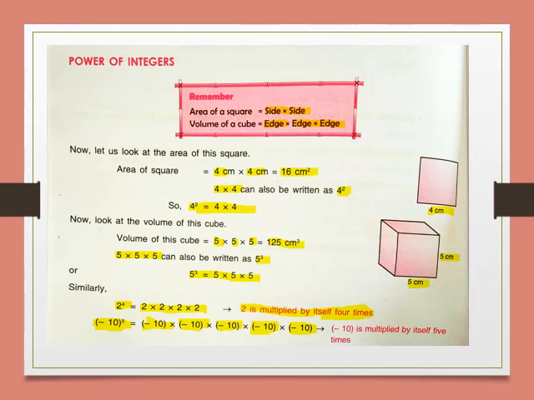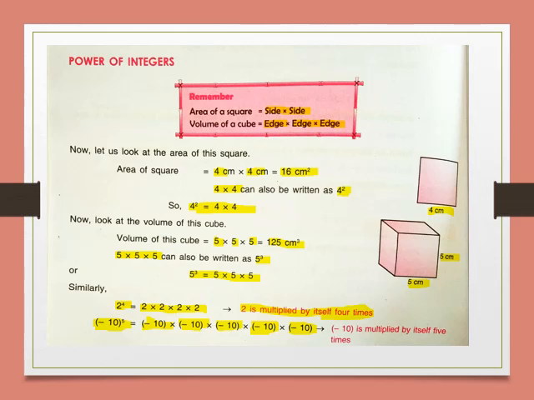What is the side given here? Here the side given is 4 centimeter. So when we talk about the area of square, we have to multiply side by side. That is 4 into 4. That gives us 16 centimeter square. So this 4 into 4 can be written as 4 square. It is read as 4 square. So 4 square equals what? 4 into 4.